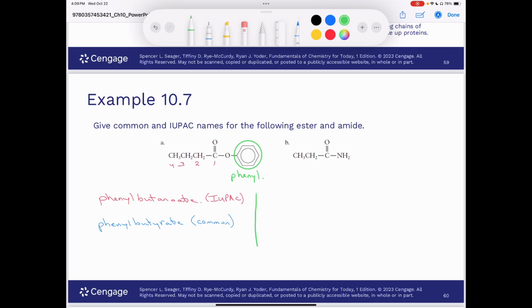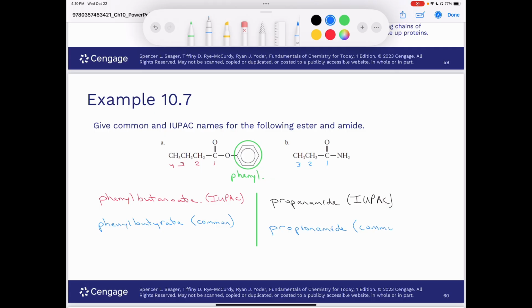Now, for the next compound, it's an amide, and you can see that it's got three carbons in the chain. That means it's based off of propanoic acid. So we would go from propanoic acid to propanamide. This compound would be called propanamide, and that would be IUPAC. However, the common name of a three-carbon carboxylic acid is propionic acid. So the common way of naming this would be propionamide.